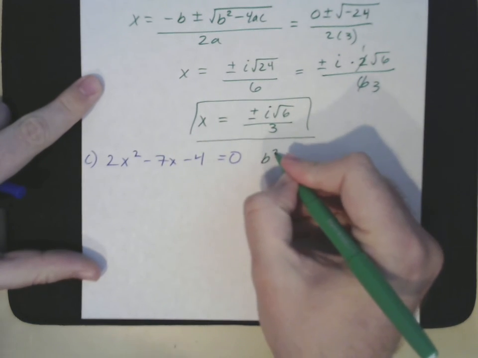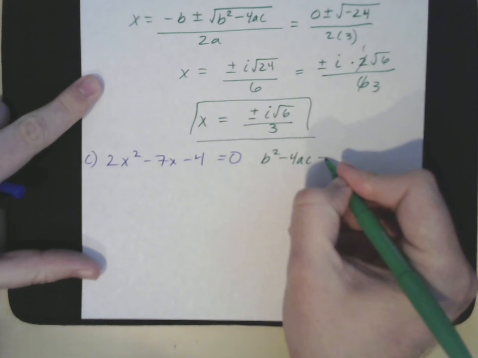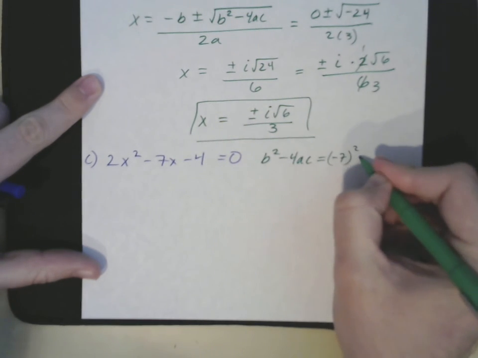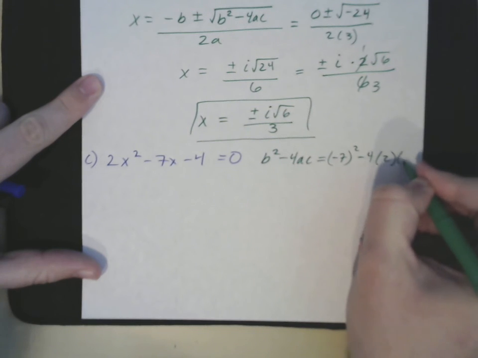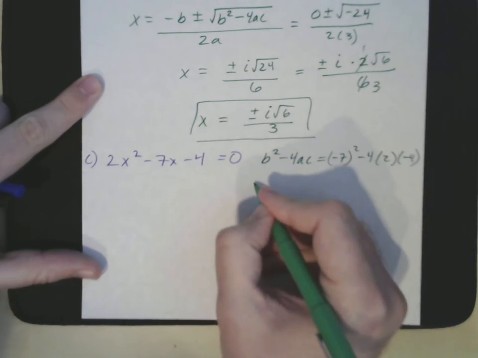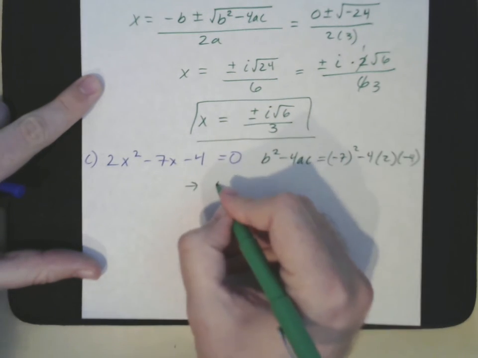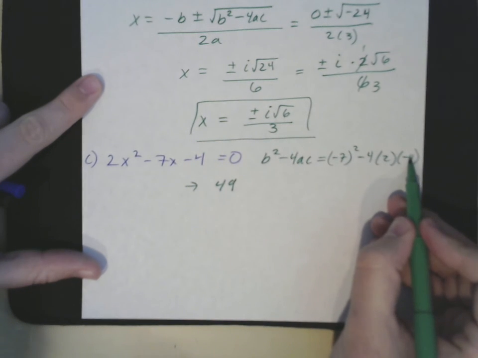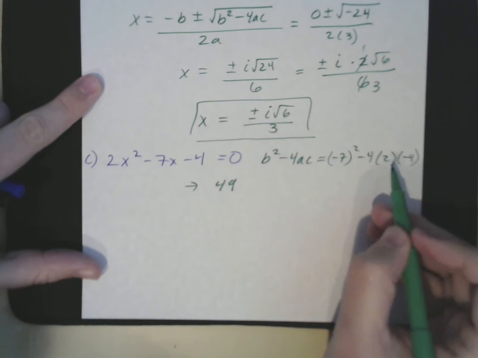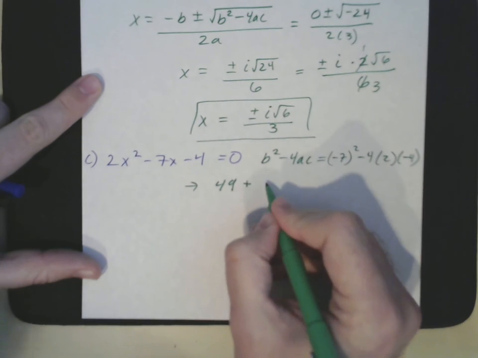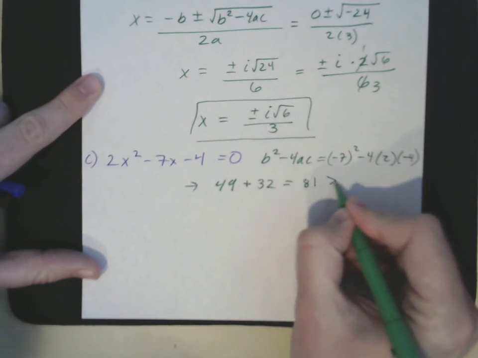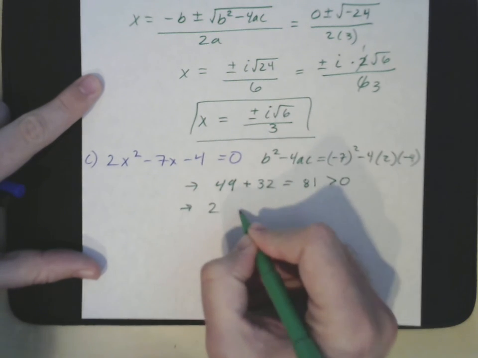Okay, so b squared minus 4ac will be negative 7 squared minus 4 times 2 times negative 4. So this is going to be 49. This is minus 4 times minus 4 is positive 16 times 2 will be plus 32, which is going to equal 81, which is greater than 0. So that means we have two real solutions.